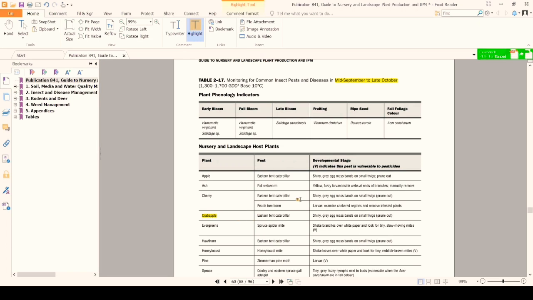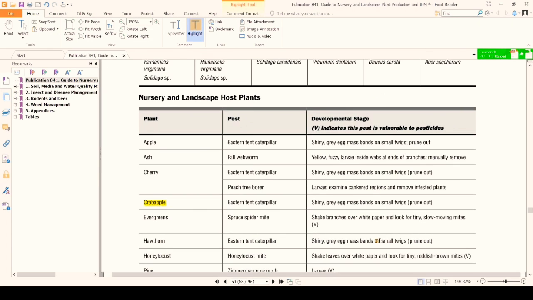Now I am looking at my plant, crabapple. The major pest it can be affected by during this season is the eastern tent caterpillar, and they are shiny grey egg mass bands on small twigs, and the suggested method of treatment for the tree is to prune out the branches.